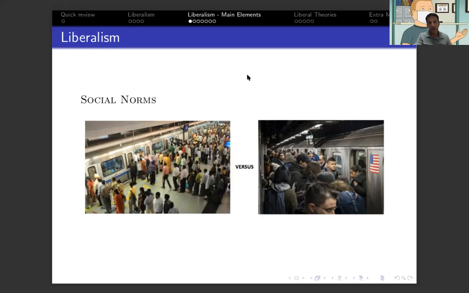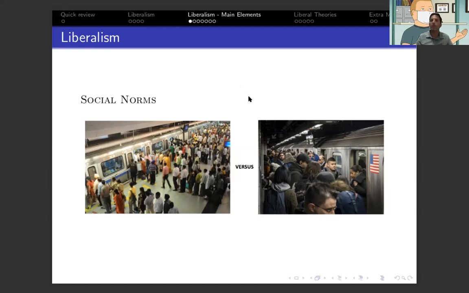Now, don't take the location of those pictures as any kind of judgment I have. I just happened to find a picture here from one of the subway systems here in the US, that can be either New York or San Francisco, I'm not sure. The other one is from a train system somewhere, I think it's in East Asia, I think it's India.